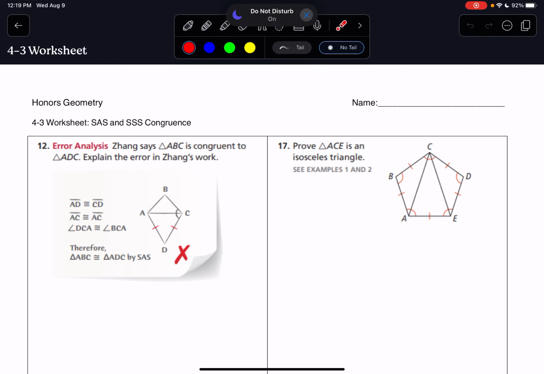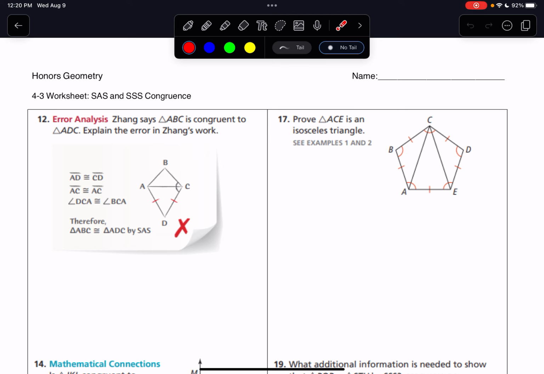All right, hello folks. It is time for us to look at the 4-3 worksheet with side, angle, side and side, side, side congruence. Number 12 says, Zhang says triangle ABC is congruent to triangle ADC. Explain the error in Zhang's work.